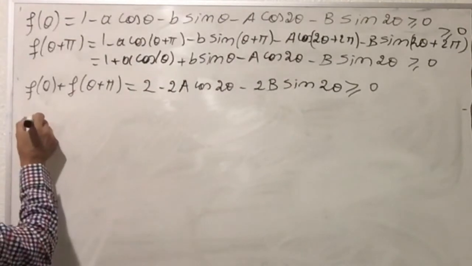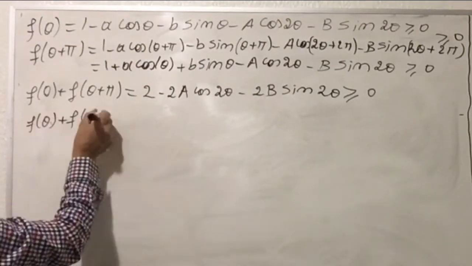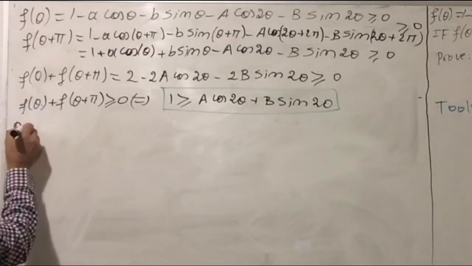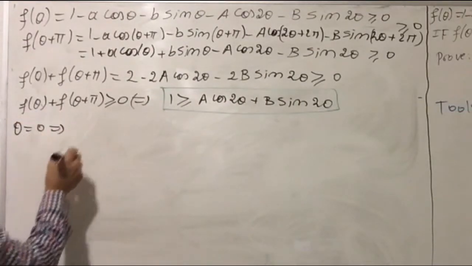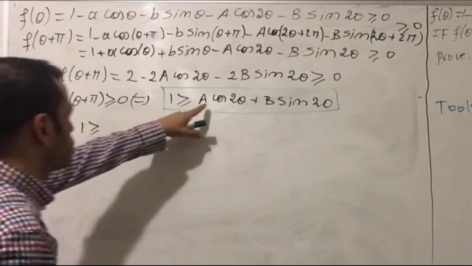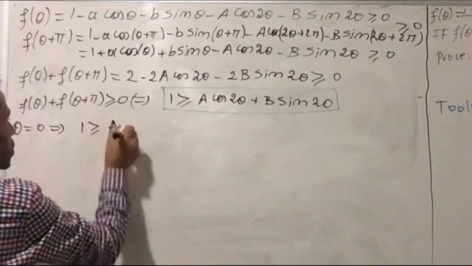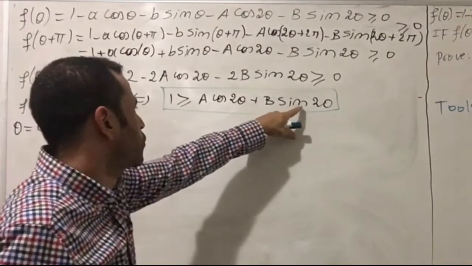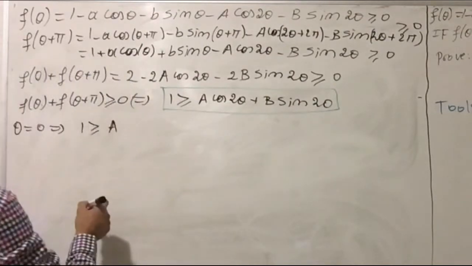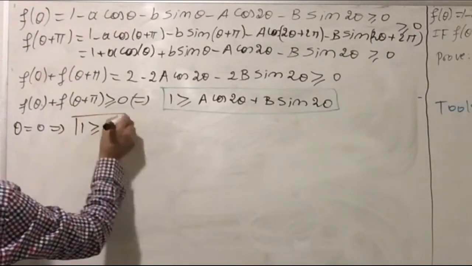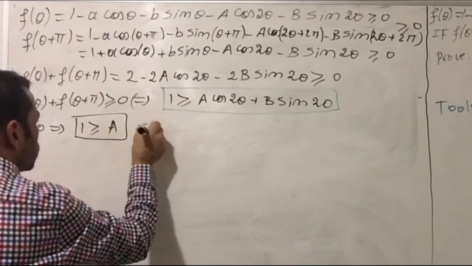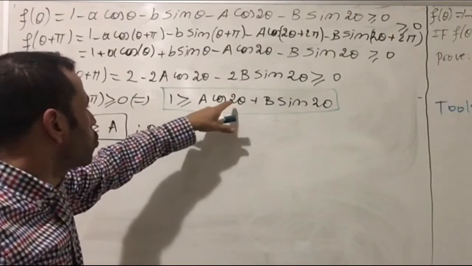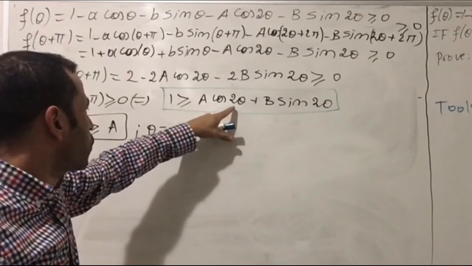So now, f of theta, in this case for theta equal to 0, what does it mean? 1 superior or equal to A, because cosine of 0 equals 1 and the sine of 0 equals 0. So that means 1 superior or equal to A. This is very important too. I'm going to check with theta equal to pi over 2, pi over 4.